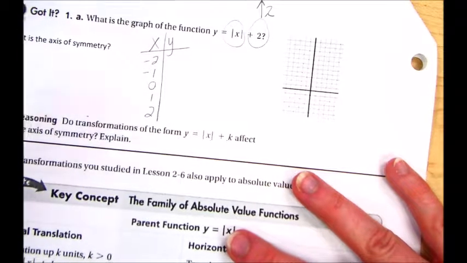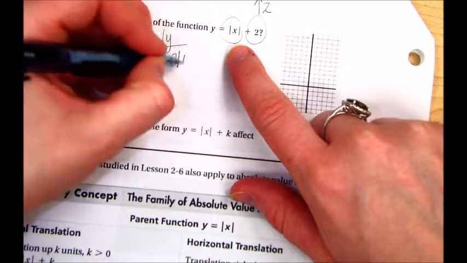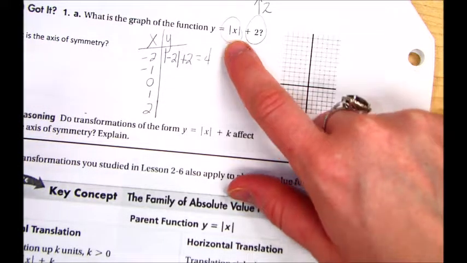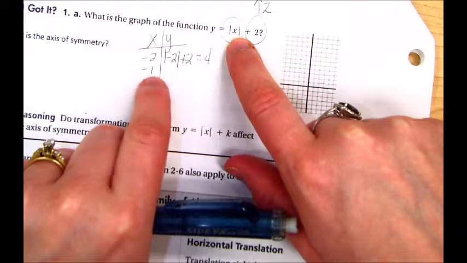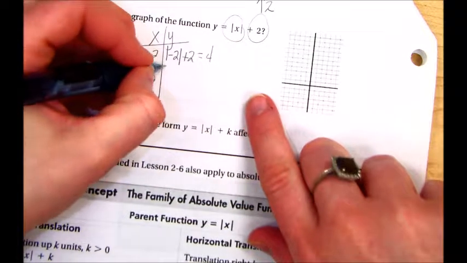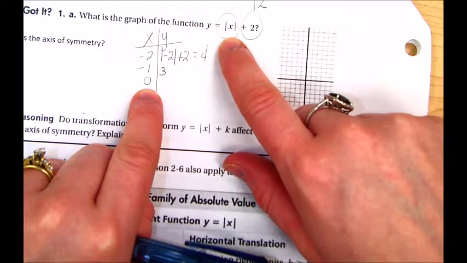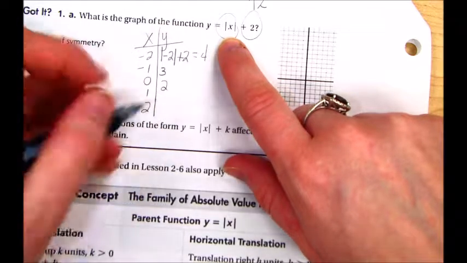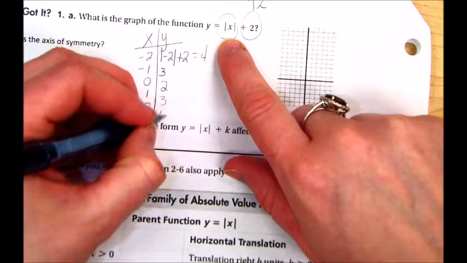And let's see what we get. So we'll do the absolute value of -2 is 2 plus 2 is 4. And we can keep that going, or maybe we can just do it in our heads. Ready? The absolute value of -1 is 1 plus 2 makes 3. The absolute value of 0 is 0 plus 2 is 2. The absolute value of 1 is 1 plus 2 is 3. The absolute value of 2 is 2 plus 2 is 4.